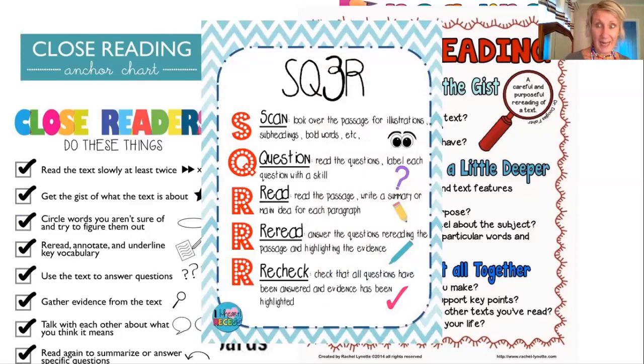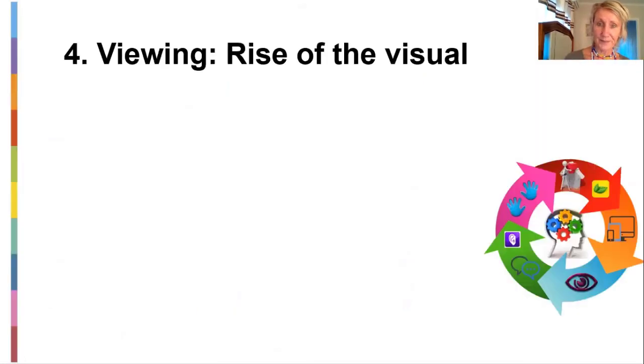The first thing you do is scan, quickly. I like this, go over it. Then you read the questions and you try and label each question with a skill. Then you read the paragraph and write a summary, reread it and then highlight the question answers. Do you think you can see? Then check that you've answered all the questions and that you've used all the evidence. So this is one way you can also give a structured approach to reading.